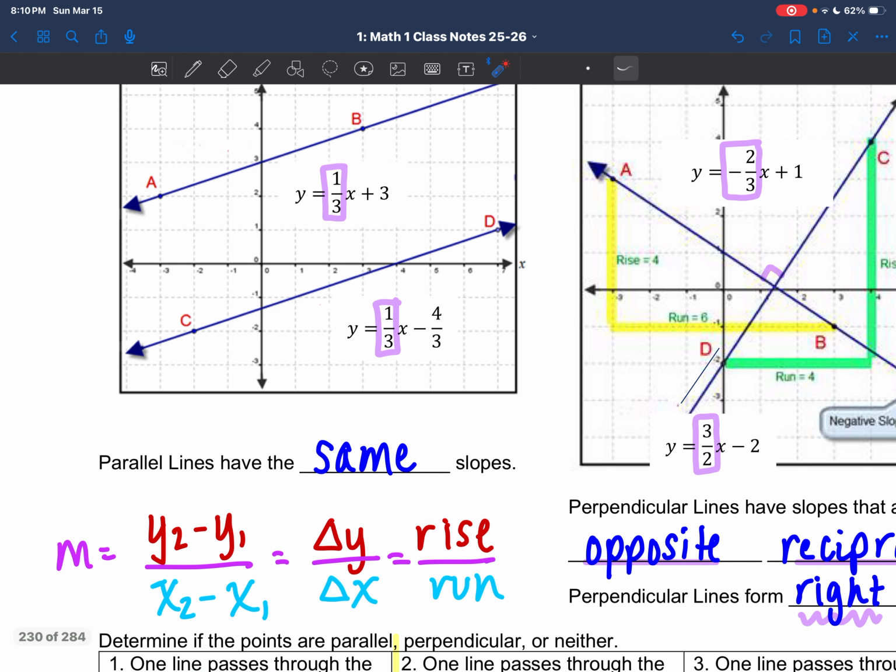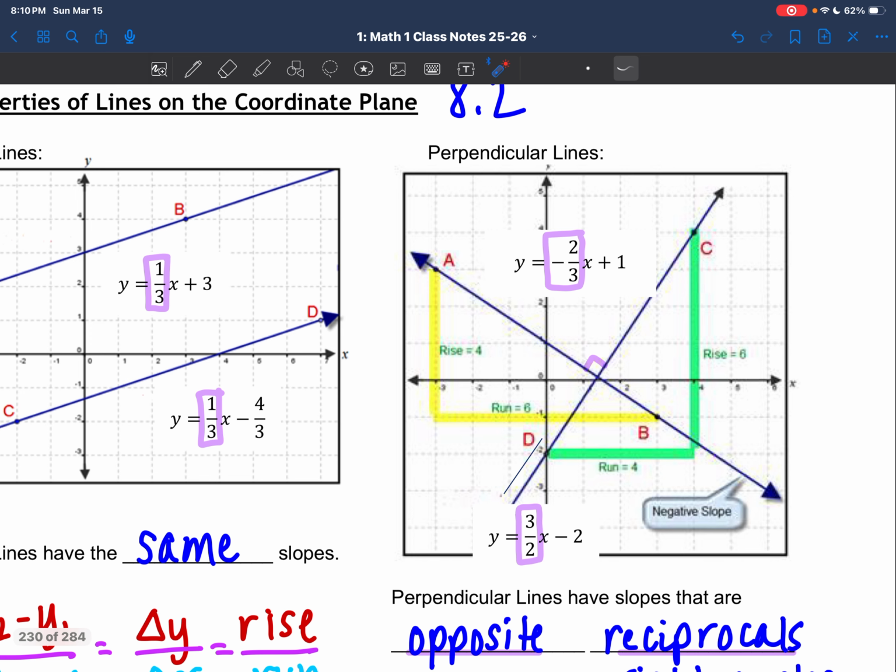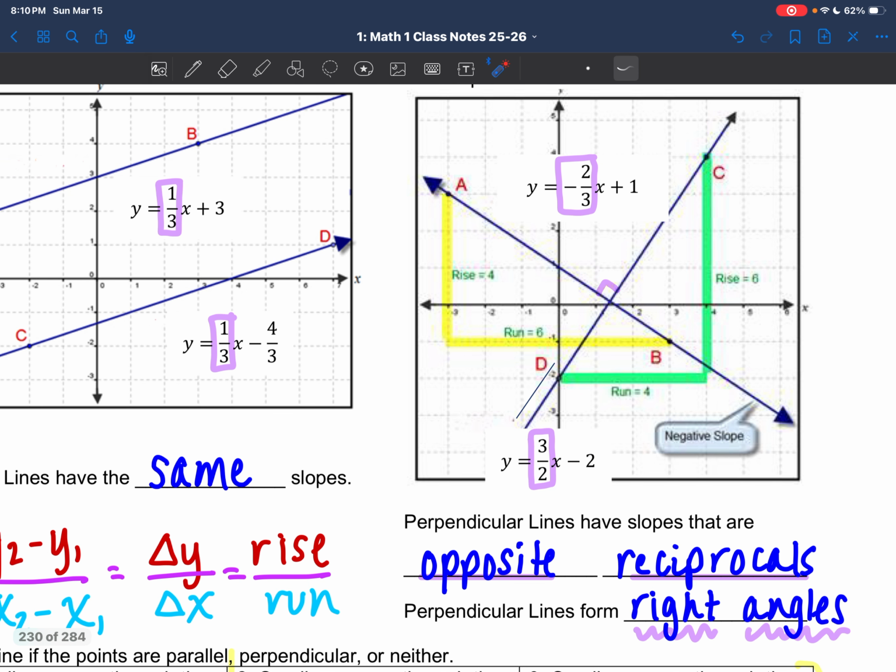All right, and then perpendicular lines have slopes that are opposite reciprocals. And remember, we said that opposite means a different sign, and reciprocal means you flipped the fraction, you flipped the numerator and denominator, you switched them. And perpendicular lines form right angles.